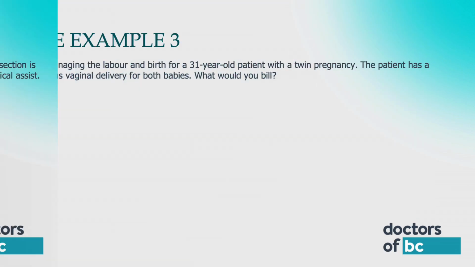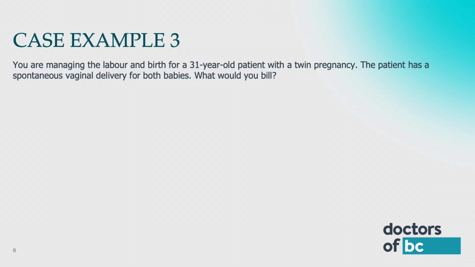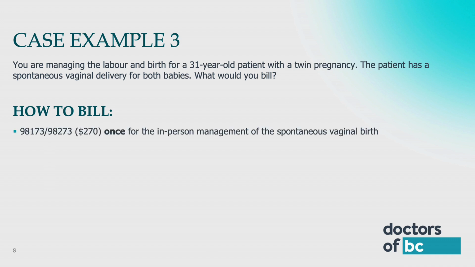And our final example, case number 3. You are managing the labor and birth for a 31-year-old patient with a twin pregnancy. The patient has a spontaneous vaginal delivery for both babies. What would you bill? Remember, the LFP birth code can only be billed once per patient per pregnancy, not per baby. In this example, where twins are delivered, 98173 should only be billed once.